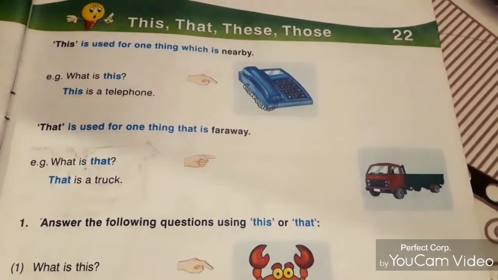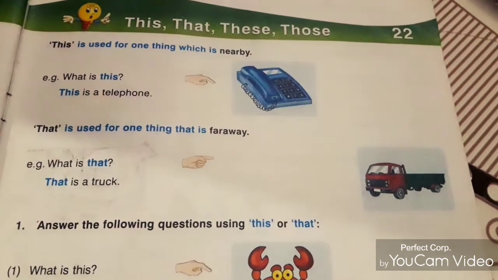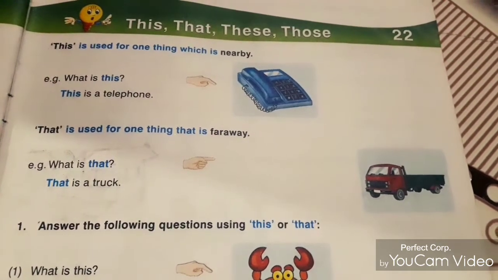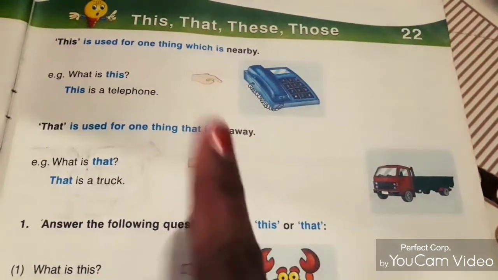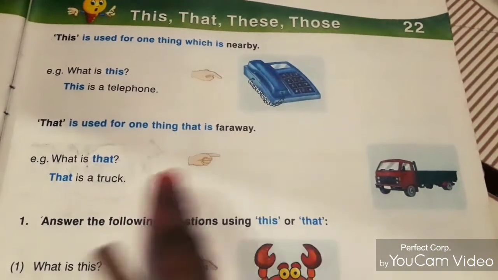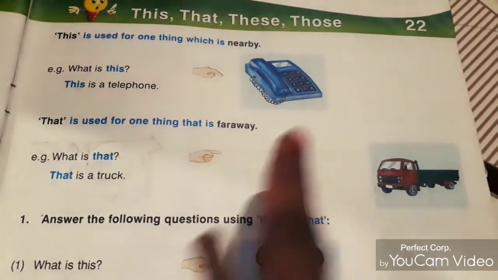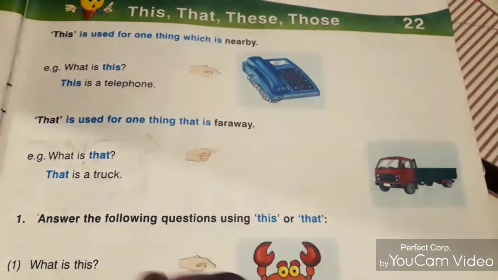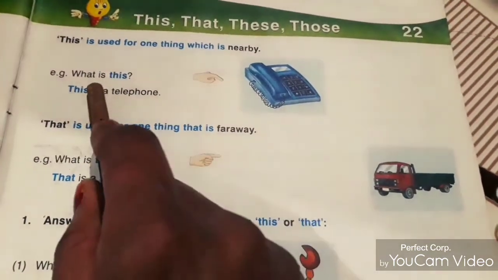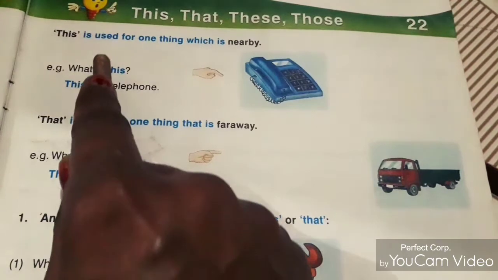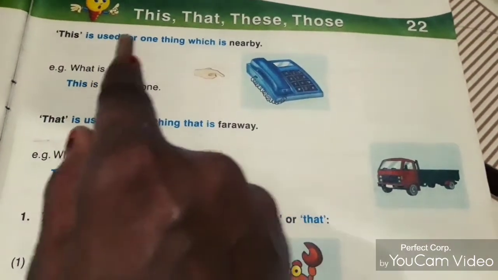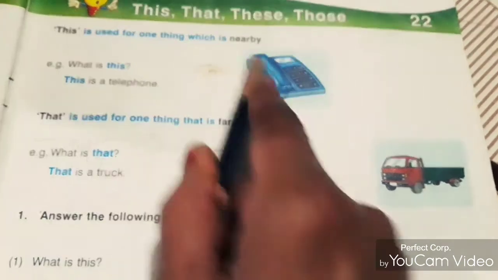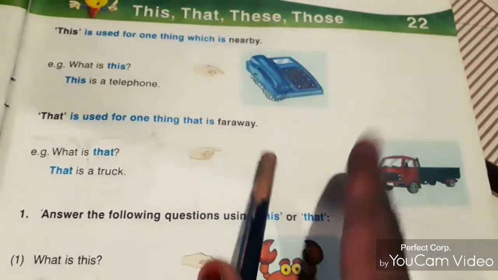Okay, so once again I want to tell you, this we use for nearby and singular things. That we use for far away and singular things. Okay, look at the definition. In the definition also that is mentioned. This is used for one thing which is nearby. One thing means singular things.